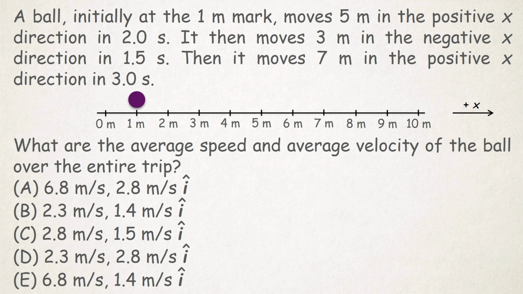Now that you know how to calculate speed and velocity, consider the following problem. A ball, initially at the 1 meter mark, moves 5 meters in the positive x direction in 2 seconds. It then moves 3 meters in the negative x direction in 1.5 seconds. Then it moves 7 meters in the positive x direction in 3 seconds. What are the average speed and average velocity of the ball over the entire trip?